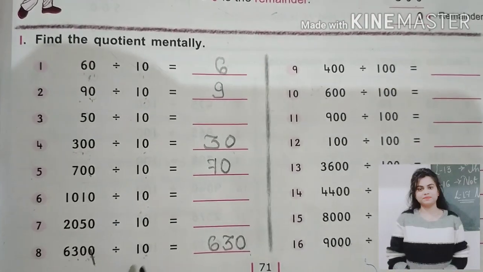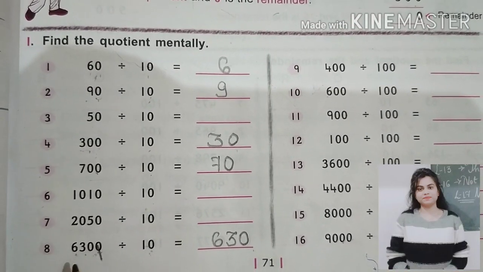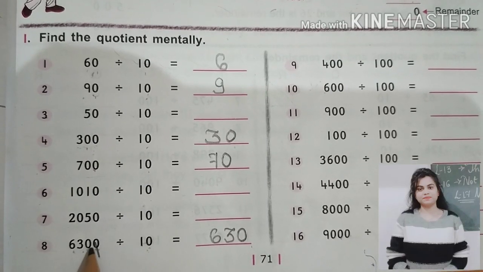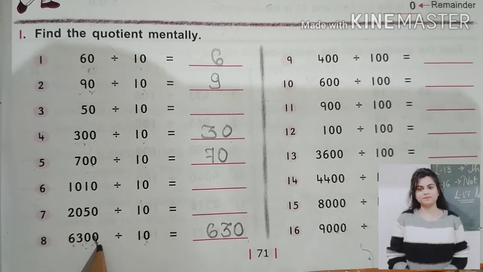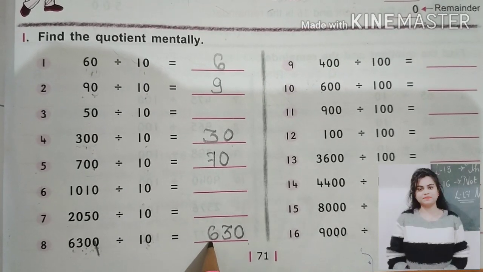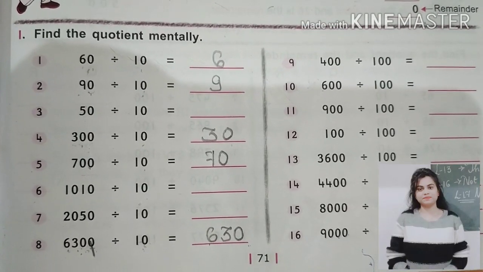You can check it. 10 sixes are 60. 3 and 0 remaining. So 10 threes are 30. Again 1 zero remaining. So 10 zeros are 0. 630 is your quotient.